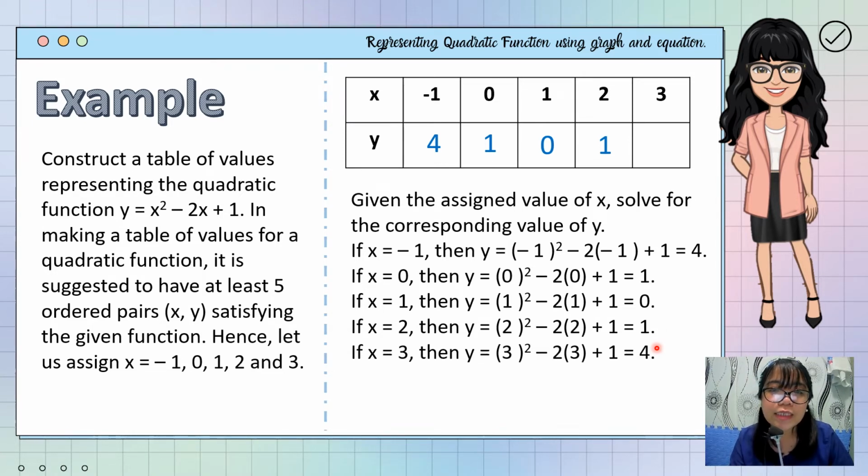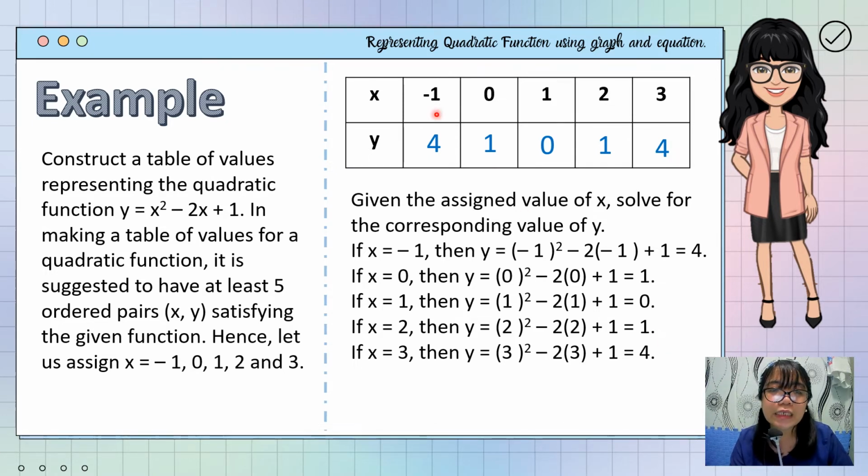Now if x is equal to 3, then y equals 3 squared minus 2 times 3 plus 1. 3 squared is equal to 9. 2 times 3 is equal to 6. So 9 minus 6 is equal to 3, plus 1, that is equal to 4. So if x is equal to 3, our y is equal to 4. So the last ordered pair is (3, 4).